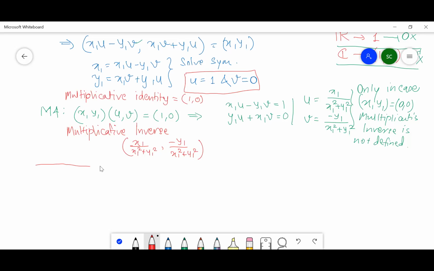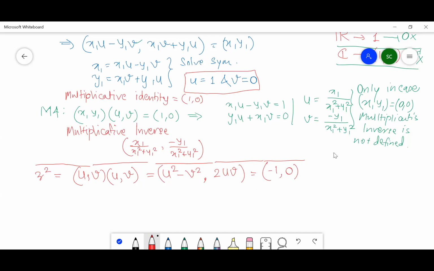Okay, so now the only Agni Pariksha remaining is if you multiply the same number by the same number. So let us multiply (u, v) by (u, v). Our definition says (u square minus v square, twice uv). This is z square. Now we want this number to be equal to (minus 1, 0), because we have decided to write all real numbers like this and we want the root of minus 1. So in the complex number system, minus 1 will look like (minus 1, 0).